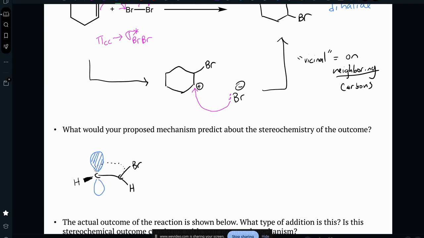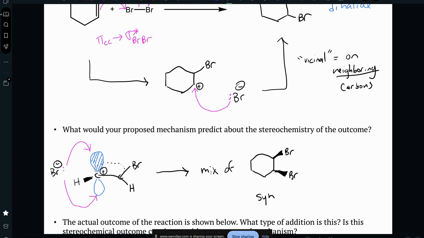On my carbocation, I have an empty p orbital, and my additional bromide could attack from the top or the bottom, which means I should get a mix of syn and anti. We saw this in the last module. So I should get a mixture of products where the two have added to the same side and the products where the two have added to opposite sides. That's what this mechanism would predict.